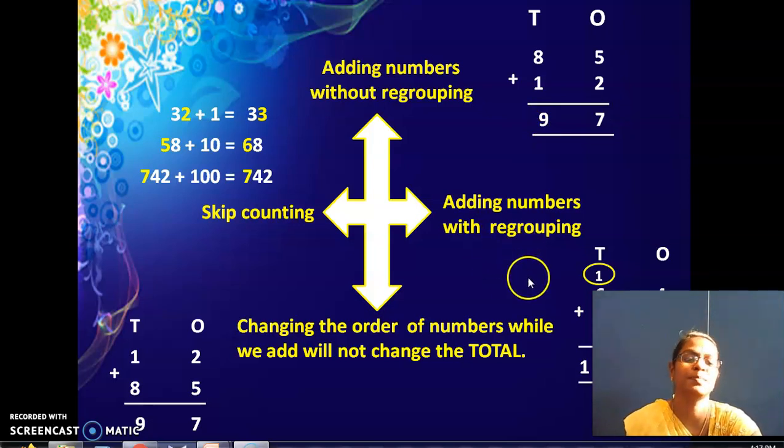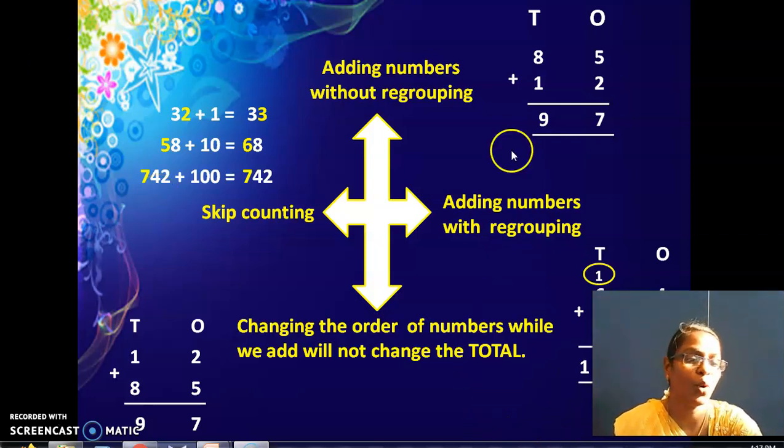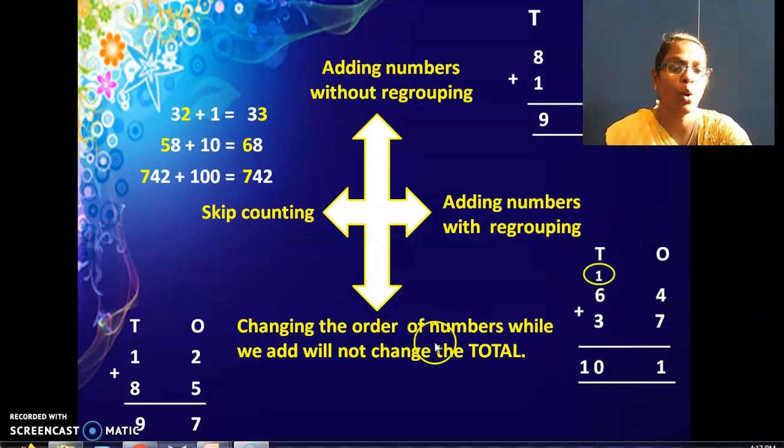What is the next method? Very good. Adding numbers with regrouping. So what is meant by regrouping? When you get a two-digit number in the ones place, you take that to the other place. Which is the neighbor place for the ones? Tens. So you are carrying it to the tens place. That is nothing but carry over. So what is meant by regrouping? Now see these values. What is the value?